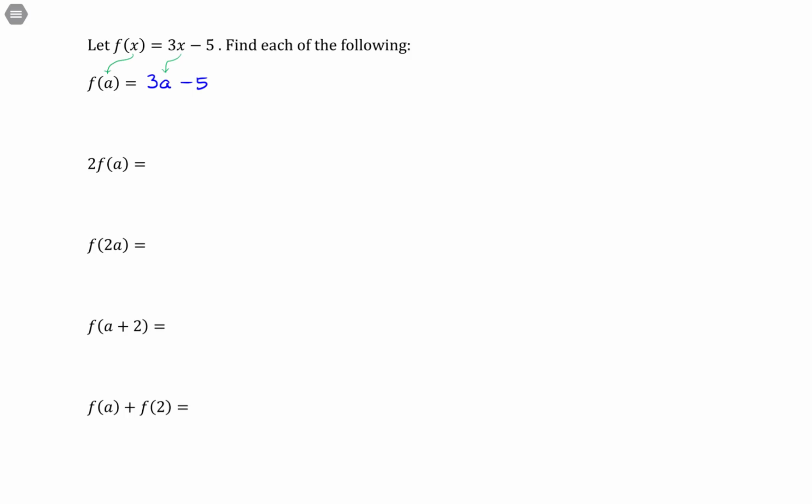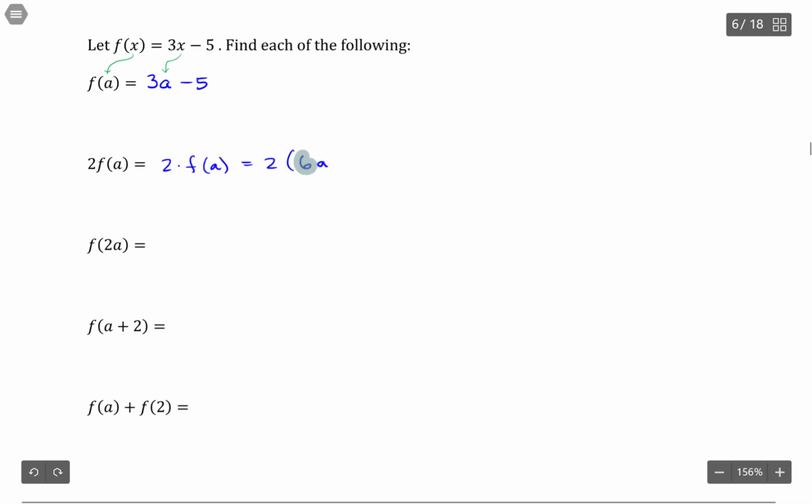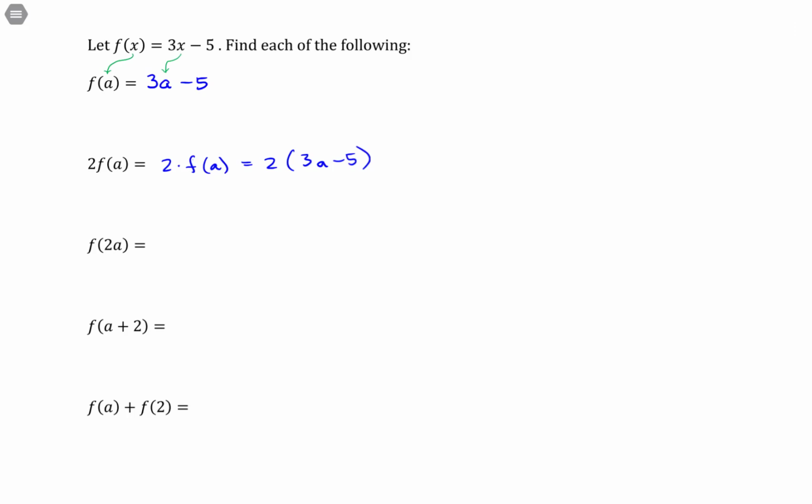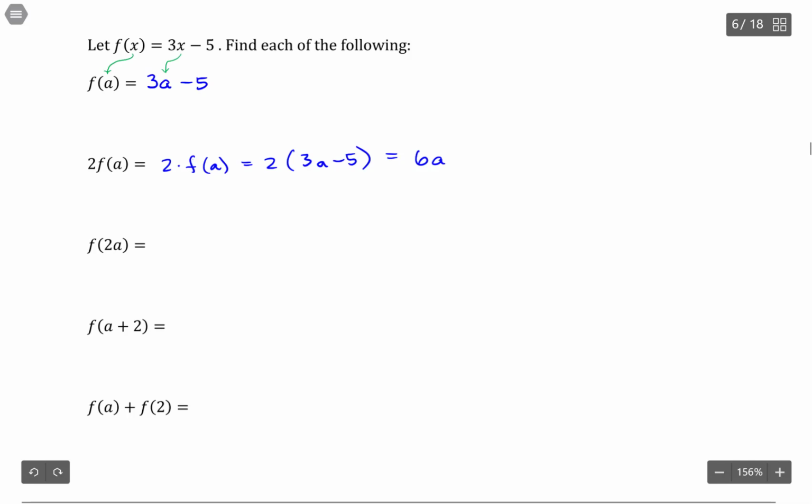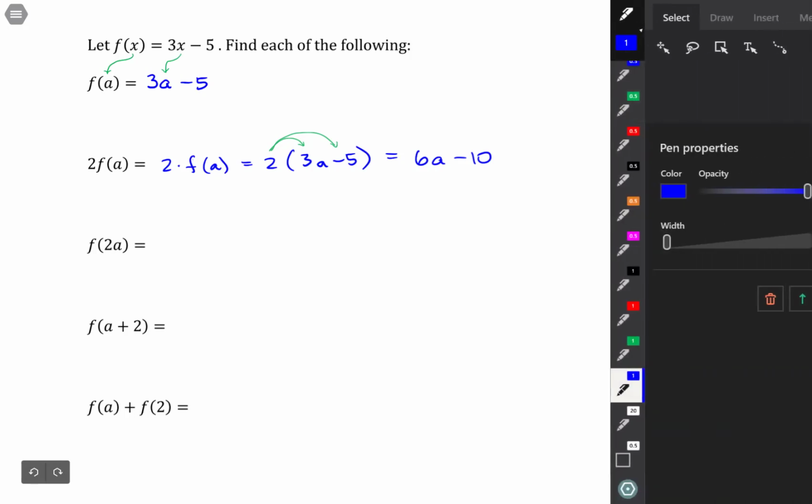So then the next question, 2 times f of a. There's nothing in between the 2 and the f, so we understand that to be multiplication. So 2 times f of a, when we have f of a as 3a minus 5, so 2 times that would be 6a, force of habit, 6a minus 10. And the reason for that is because the 2 in front of the parentheses tells us that we have to distribute that 2. So we get 6a minus 10.